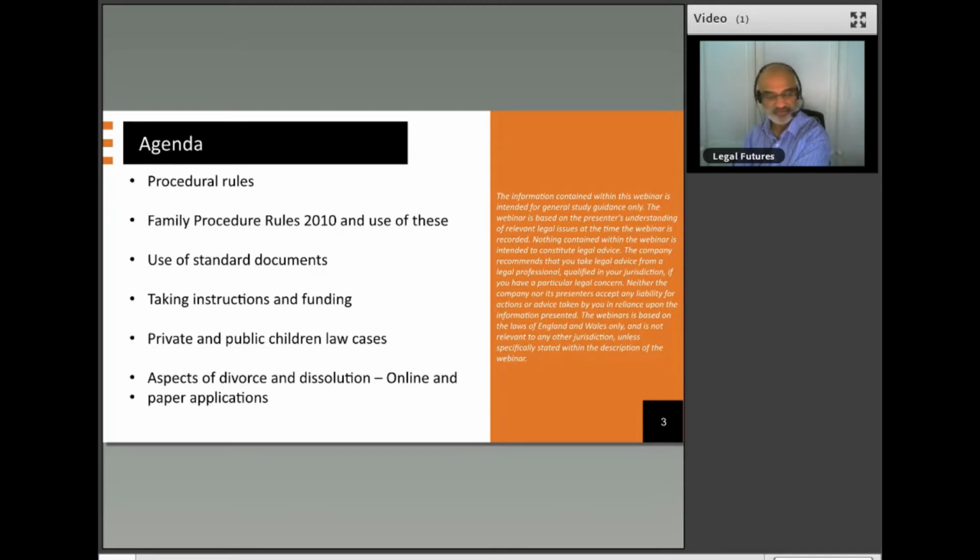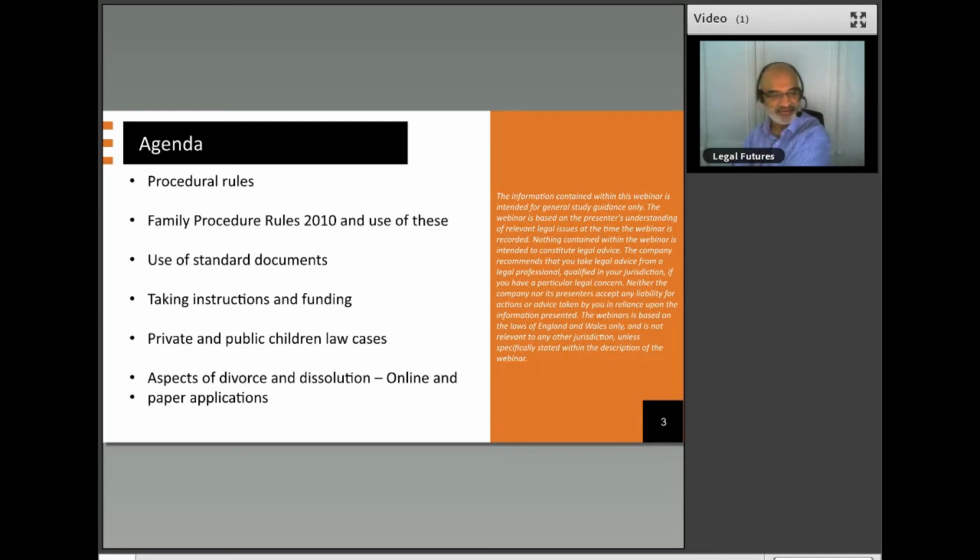Linking with that, I'll be looking at some of the elements surrounding the standard documents. Now, I'm then going to be going through some elements of taking instructions with you. So we'll be going through the position with taking instructions and also funding. How do we fund family law cases? I'll take you through the various schemes involved in that.